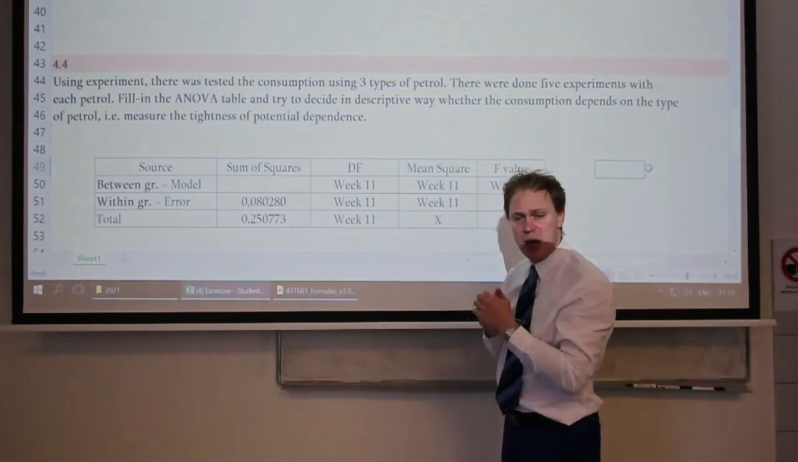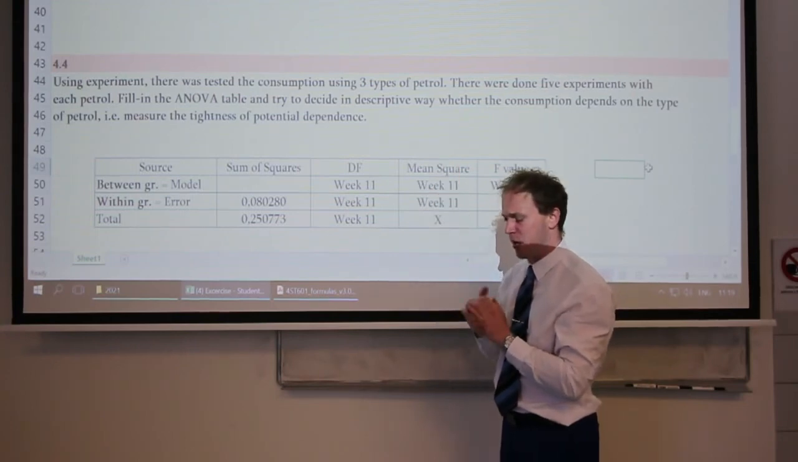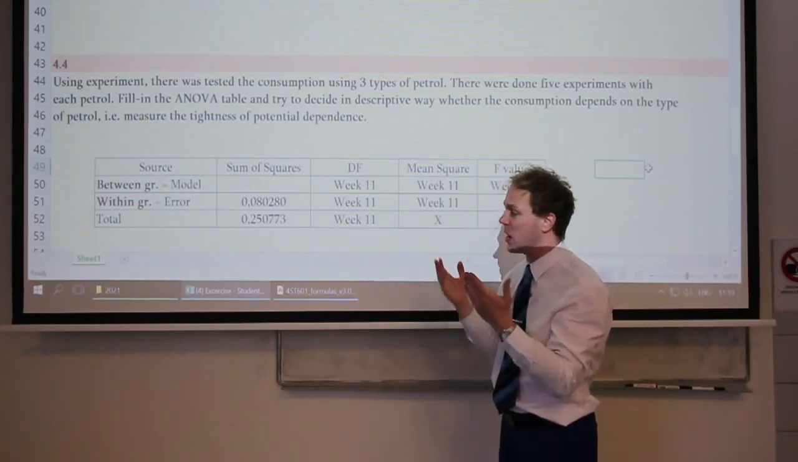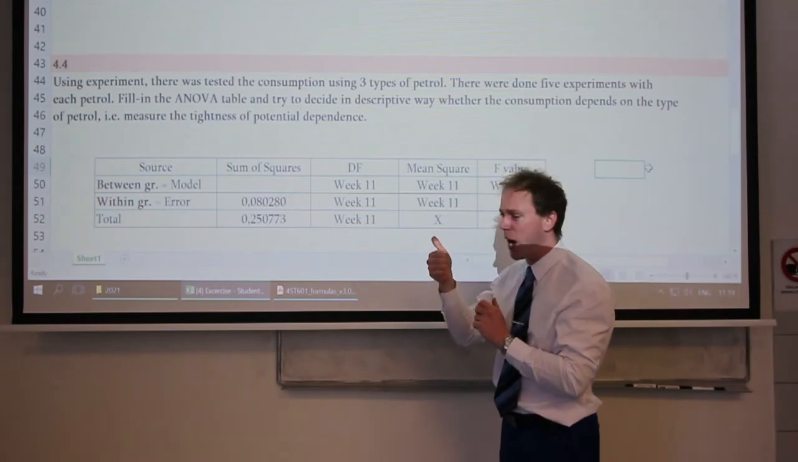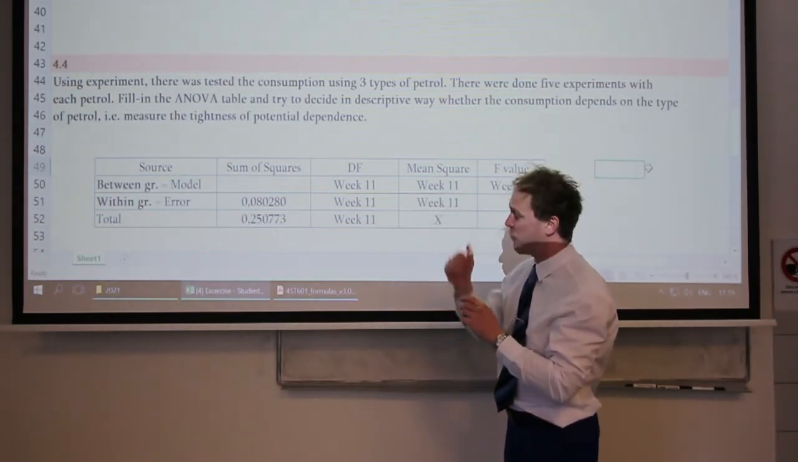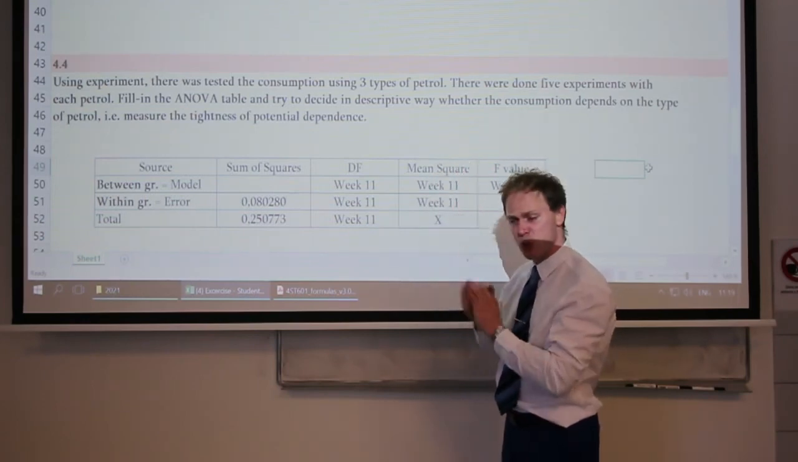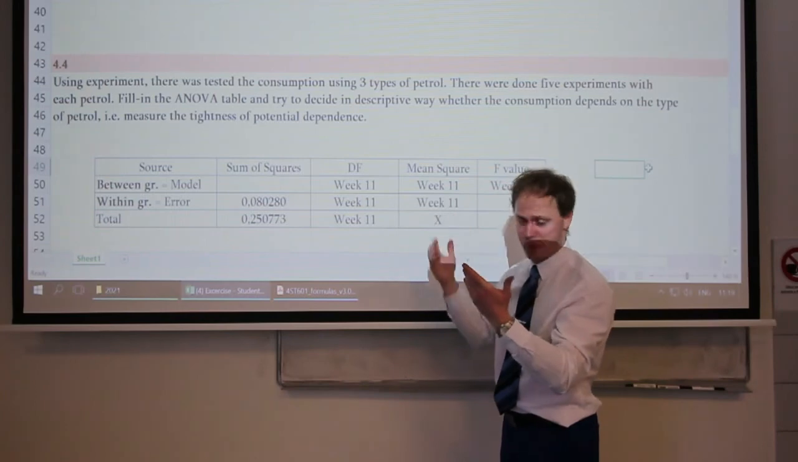Like in the previous example, we had 3 teachers, Mr. McDonald, Benz and King. Now we have Shell, Agip and OMV petrol stations, and 5 experiments in the case of each group.